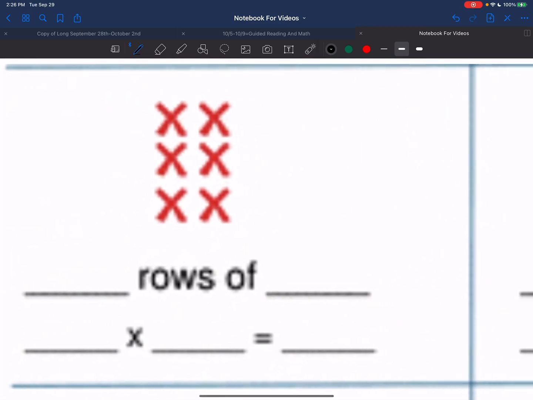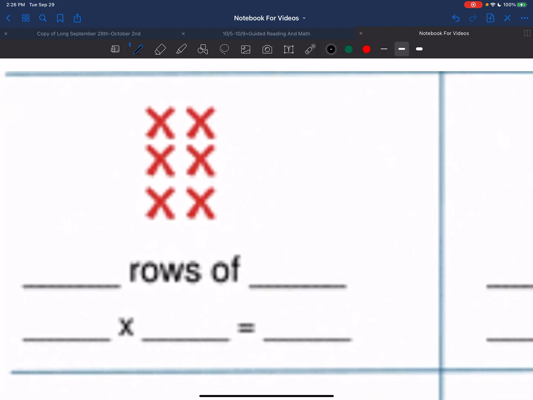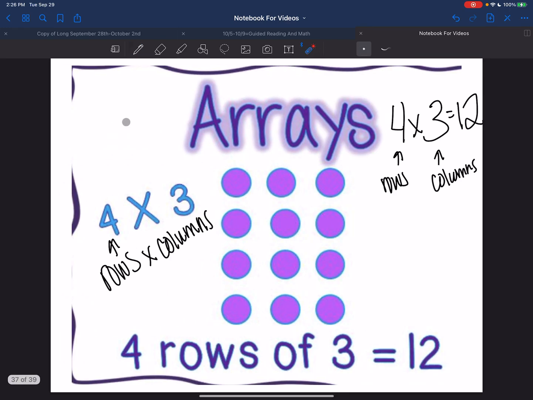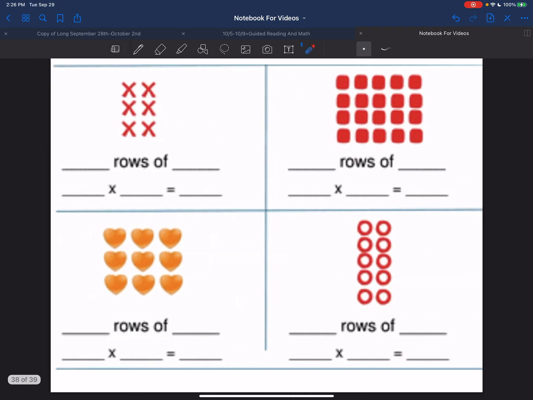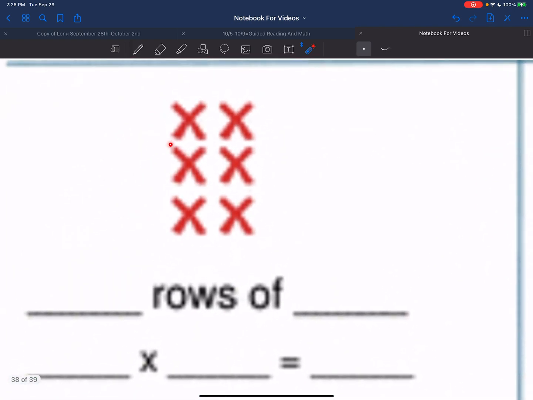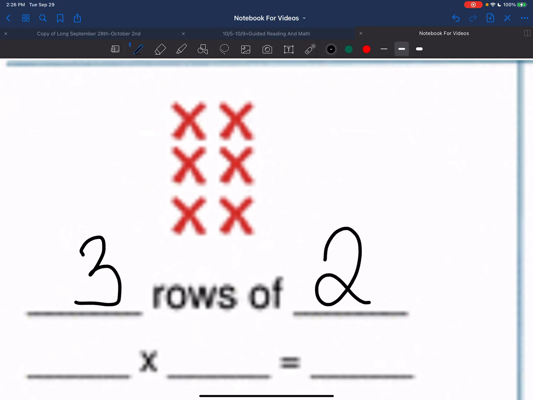Let's look at some examples here. How many rows of how many in each row? So remember, rows, if I look back at this one, go like this. 1, 2, 3, 4. So how many in this first one do I have? 1, 2, 3. 3 rows of how many in each row? Well, in this one row, there's 2. So my multiplication problem is 3 times 2. And what does 3 times 2 equal? I'm going to count the x's. 1, 2, 3, 4, 5, 6. 3 times 2 equals 6.